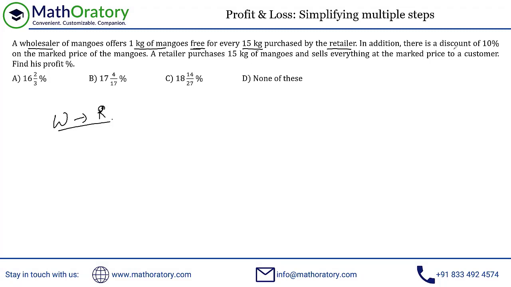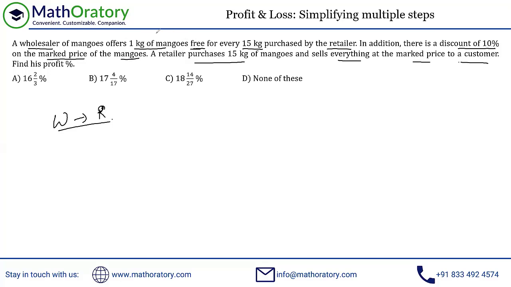In addition to that, there is a discount of 10% on the marked price of the mangoes. So when it says marked price of the mangoes, it means let's say marked price of those 15 kg of mangoes. The retailer is getting an additional discount of 10% on the mangoes. The 1 kg of mangoes are anyhow free, but then that is an additional discount he obtains from the wholesaler. Now, finally, it says the retailer purchases 15 kgs of mangoes and sells everything at the marked price to a customer. Now, please understand, when the retailer is purchasing 15 kg of mangoes, he's actually getting 16 kilos because there is 1 kg of mangoes free.